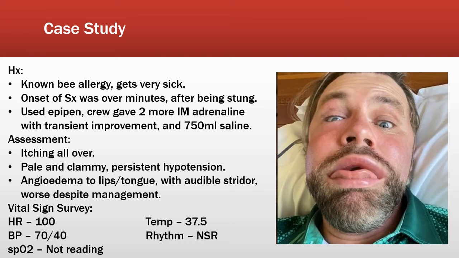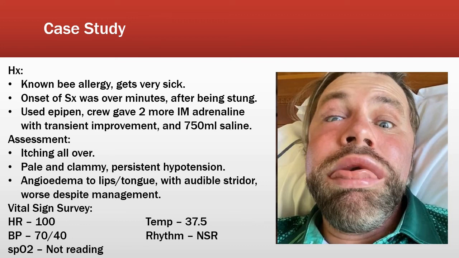On assessment, he's itching all over, he's pale and clammy, and he's persistently hypotensive despite the adrenaline that he's had and the fluid. He's got angioedema to his lips and his tongue with an audible stridor. Now, the crew says that this has actually got worse since they've started managing him, even in spite of the adrenaline. On his vital sign survey, his heart rate's 100, his BP is only 70, and his SpO2 is not reading. Doesn't appear to be super respiratory distressed at this point, but he is having trouble dragging that air through. His temp's 37.5 and his rhythm is sinus.